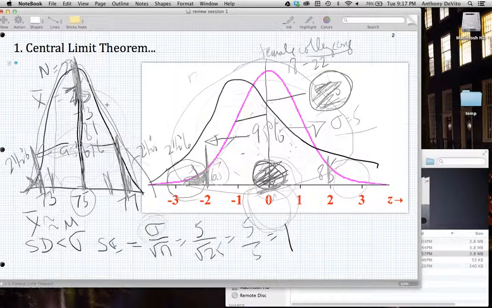Okay, so now we're going to take the next step, now that we understand this about sample distribution.